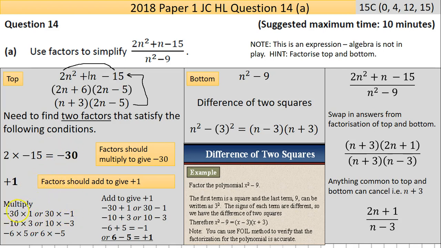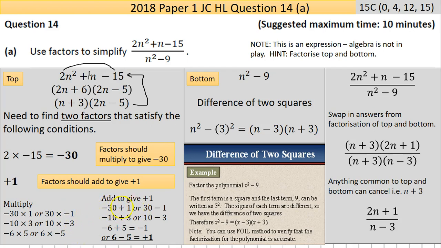So you see here, all the factors that multiply to give minus 30 are minus 30 by plus 1, or 30 by minus 1, minus 10 by plus 3, or plus 10 by minus 3, minus 6 by plus 5, or 6 by minus 5. Now, which of those factors would add to give plus 1?